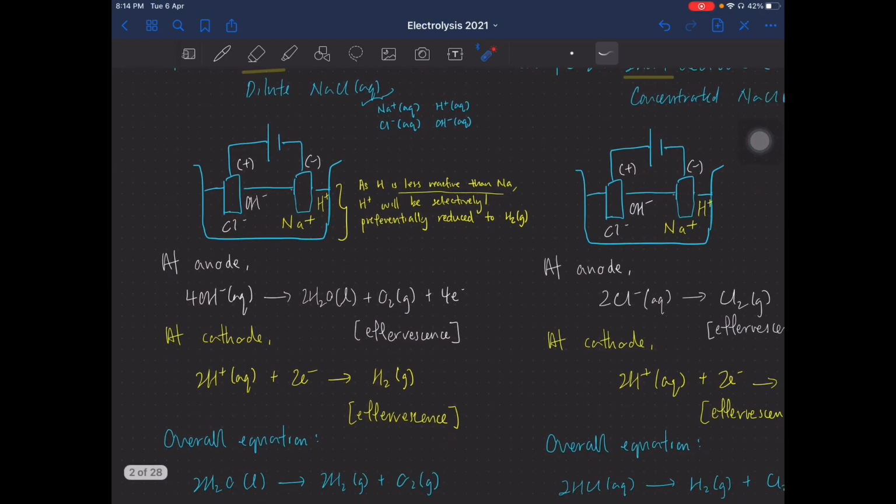The overall equation over here can be represented as such, which shows you that actually what's happening here is that water molecules are going through electrolysis to form hydrogen gas as well as oxygen gas.